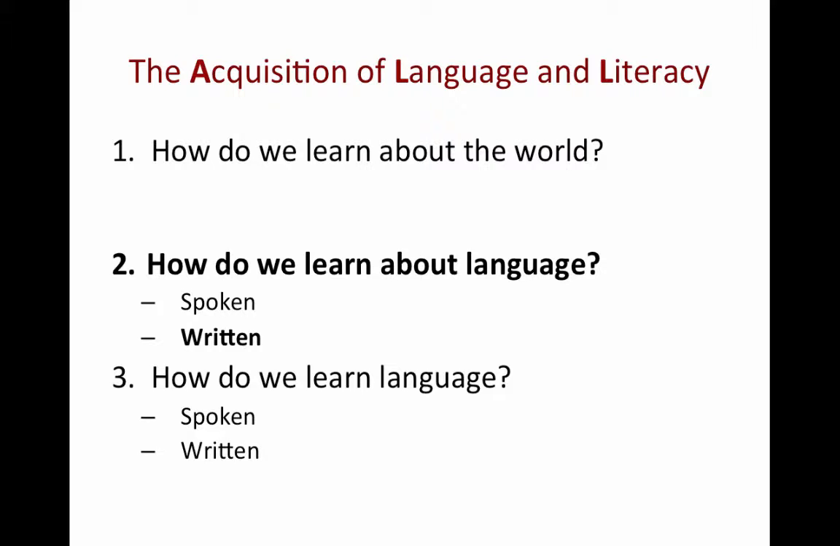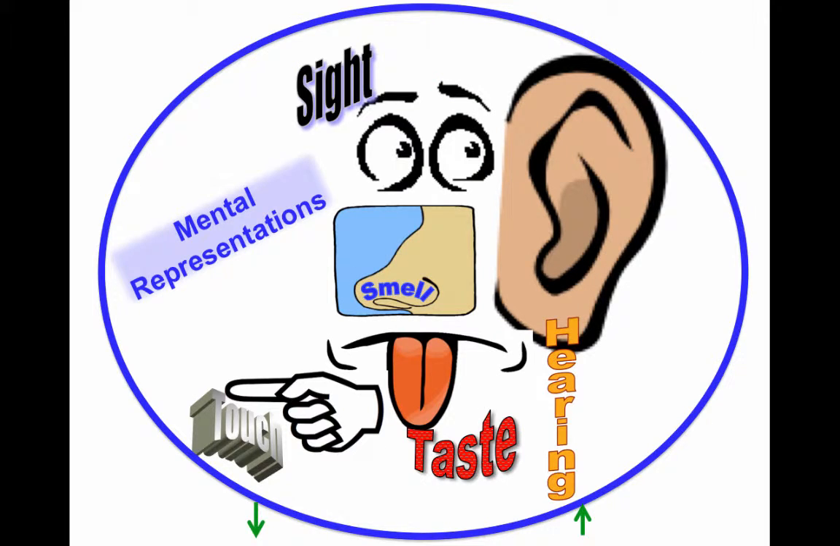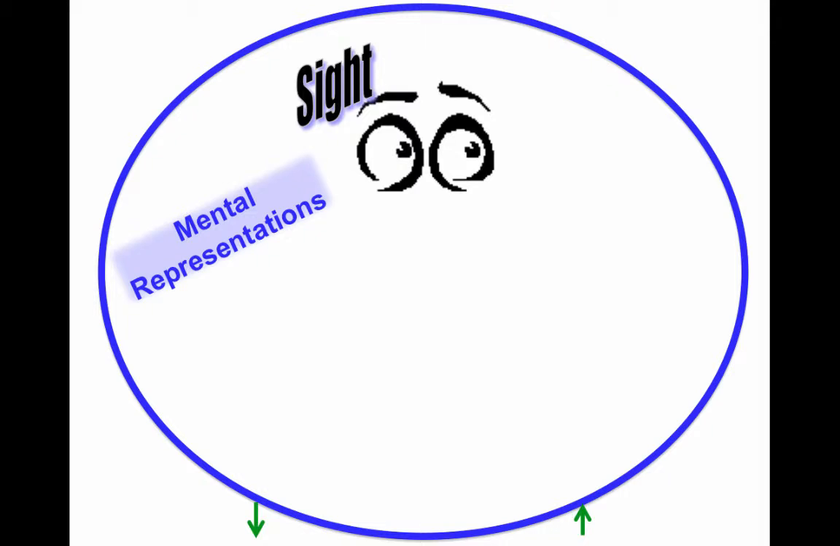In answering the question, how do we learn about written language, we will turn our focus to the bottom of the acquisition of language and literacy model, the written symbols bubble. When we learn about written language, we use our senses to make observations. Making observations of written symbols primarily involves the sense of sight.